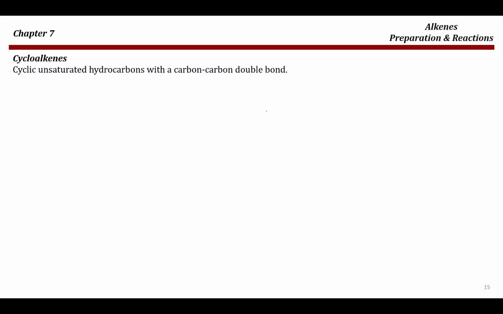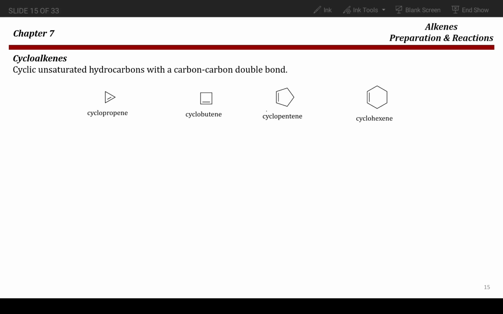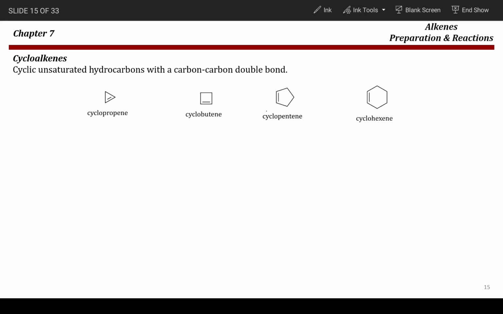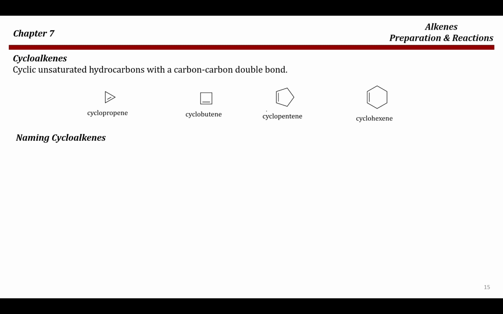Hi, in this video I will explain the rules for naming cycloalkenes. Cycloalkenes are cyclic unsaturated hydrocarbons with a carbon-carbon double bond inside a cycle. These are examples of cycloalkenes like cyclopropene, cyclobutene, cyclopentene, and cyclohexene. How do we name cycloalkenes?